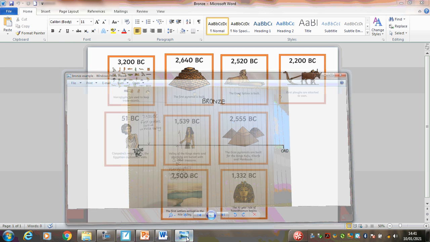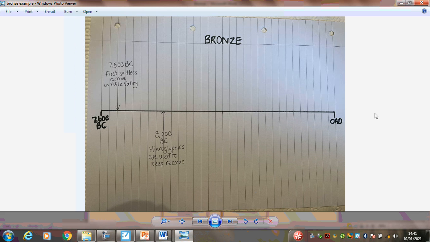And I'm just going to show you an example of yours. I had a go at doing these just so I could show you an example of each one. So this is the bronze task. I turned my book landscape, and here I started at 7,600 BC as an element to start with, and then I've got 0 AD, Anno Domini. This is just after Jesus was born.